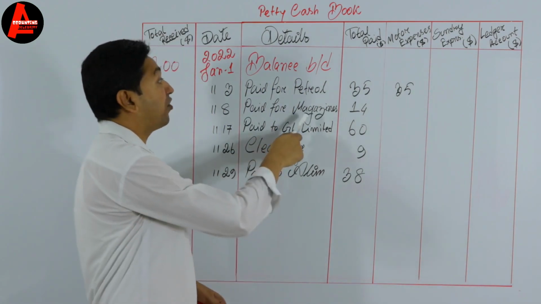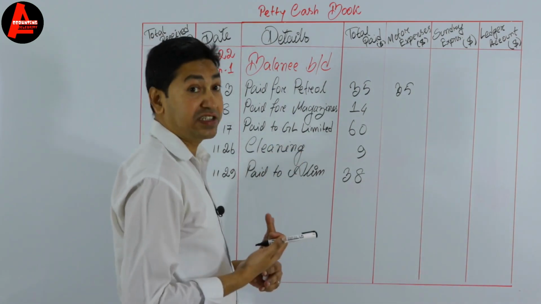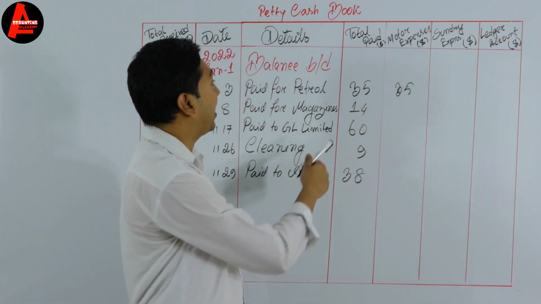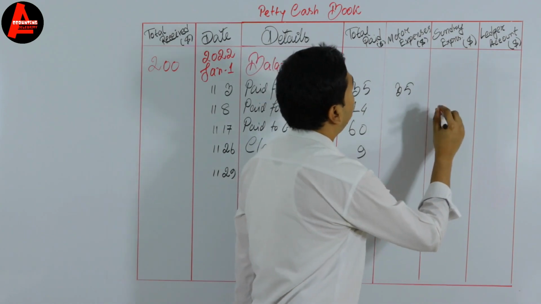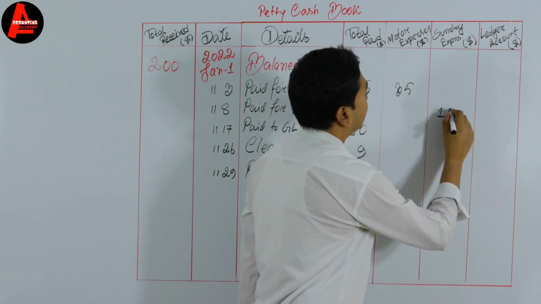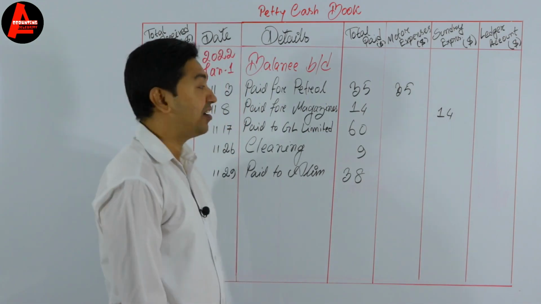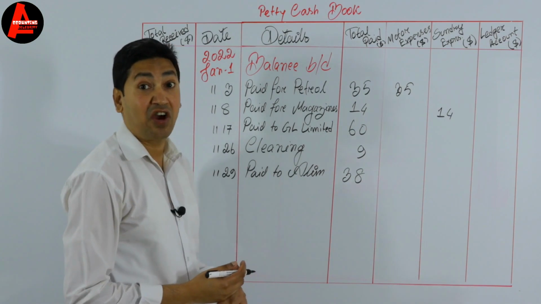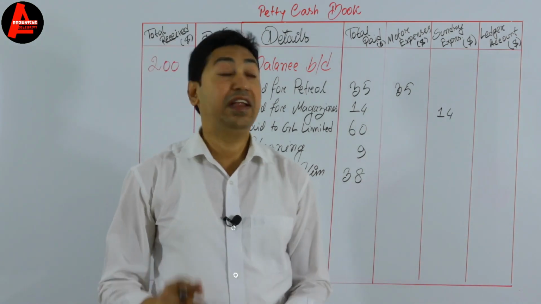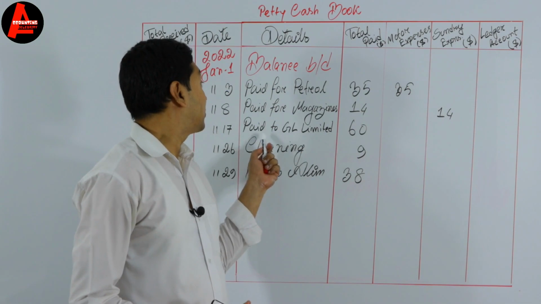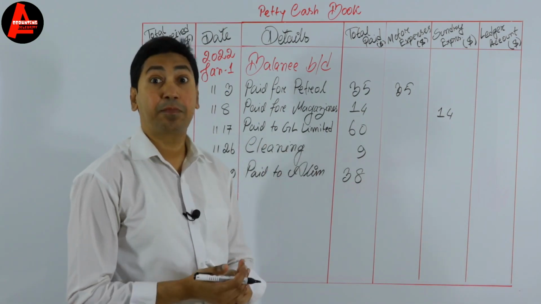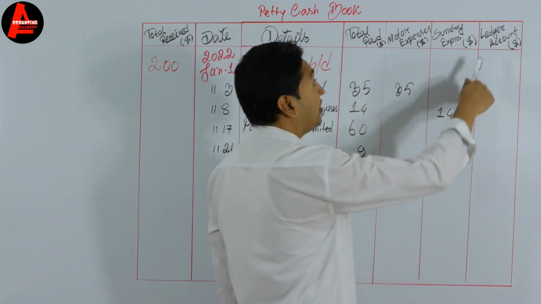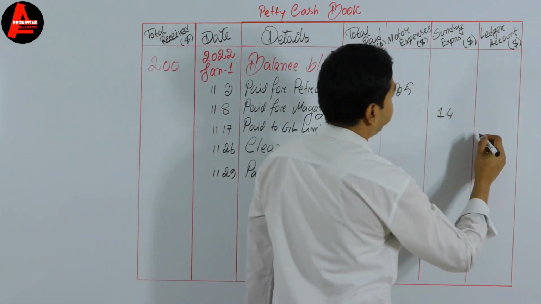The next one is paid for magazine. It is a general expense, a sundry expense, whatever you call it. We'll take this amount from the total paid column and write it in the sundry expense column. It is $14. Great. The next one is paid to GL Limited. This is not an expense. It is a supplier. The business paid this money to this supplier. It is $60. So we will write this amount in the ledger account column.